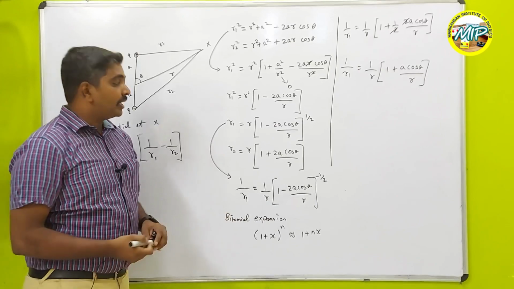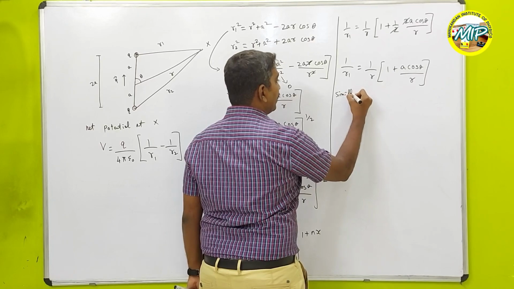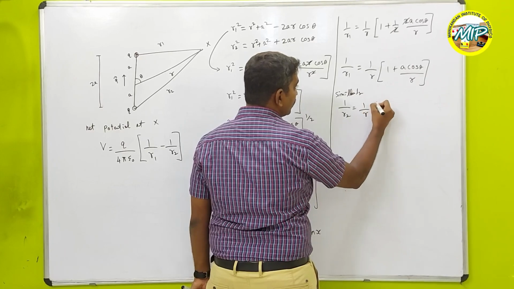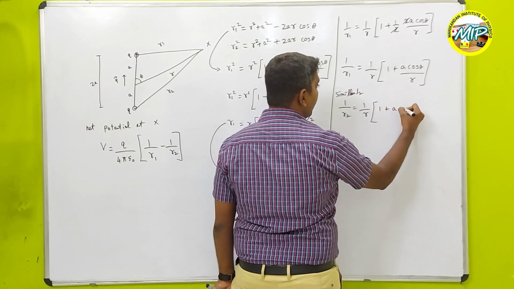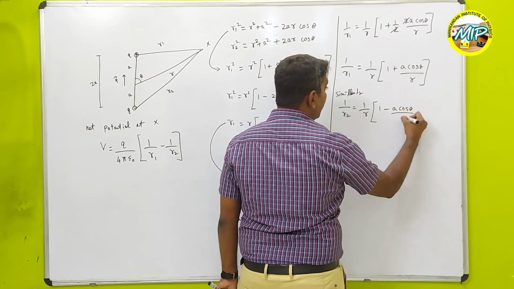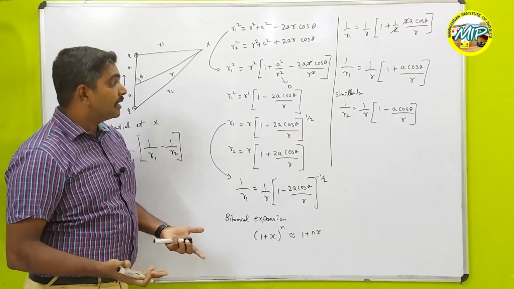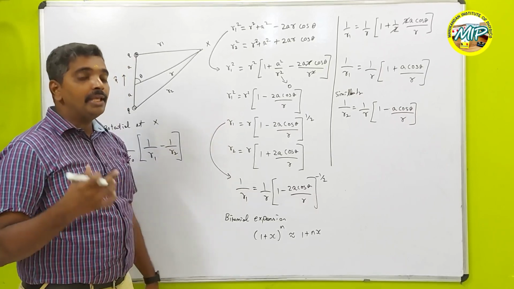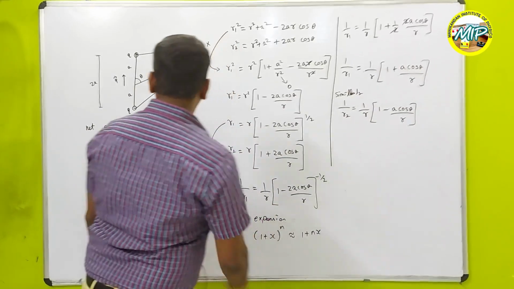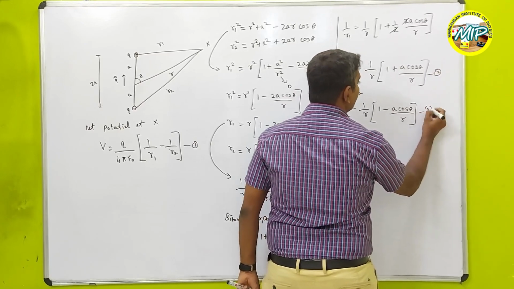Next, similarly, I can simply write for R2. So similarly, for R2, I can simply write 1 by R into 1 minus A cos theta by R. So in the examination, you don't have to do it separately. You have to write the expression for the R1 and then you can simply write similarly, then proceed. Okay, so this is my equation 1, this is my equation 2, and this is my equation 3.